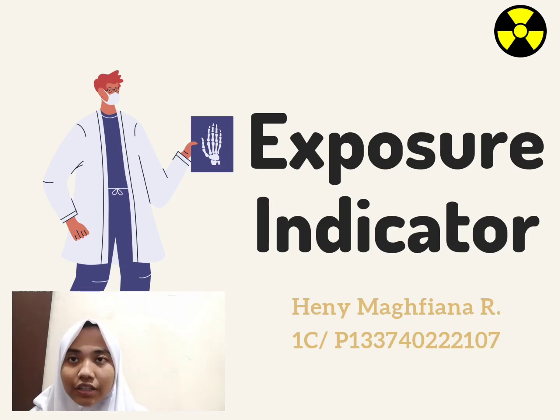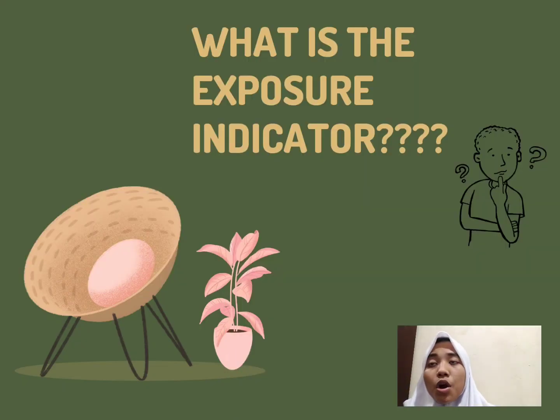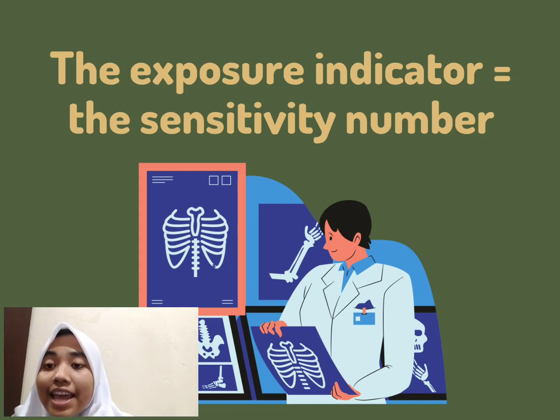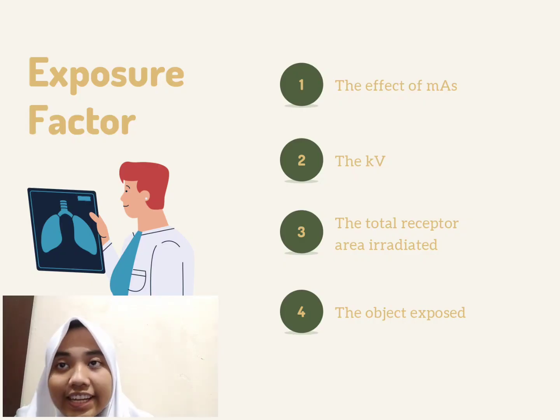In this good occasion, I will share about the exposure indicator. What is the exposure indicator? The exposure indicator in digital imaging is a numeric value that is representative of the exposure that the image receptor has received. The exposure indicator may also be called the sensitivity number. The exposure indicator depends on the dose of the radiation that strikes the receptor.